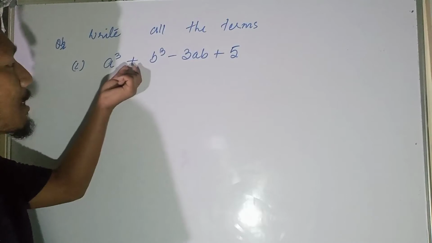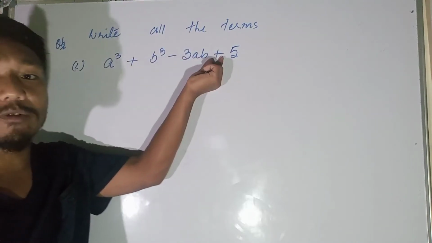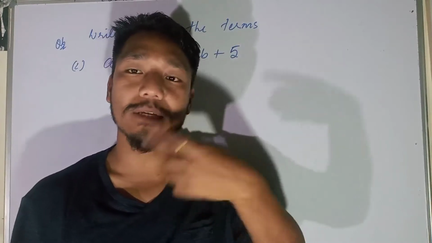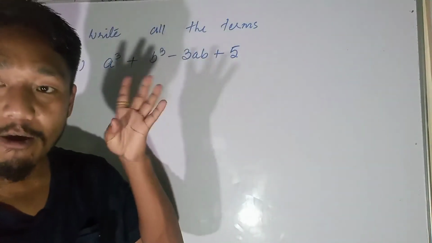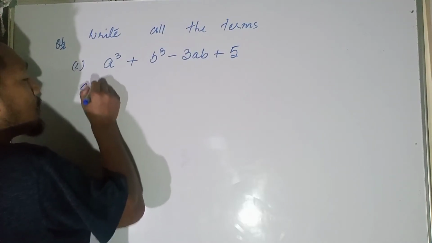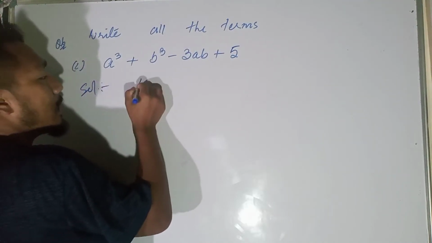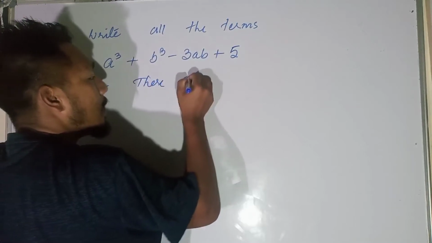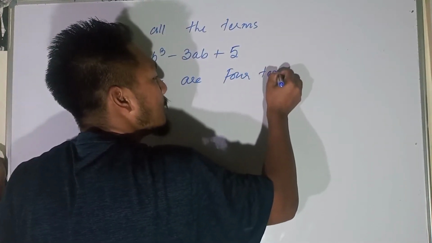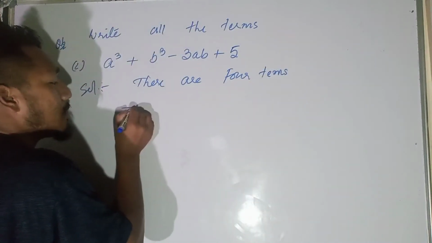How many plus signs and minus signs? 1, 2, 3. That means if there are 3 positive and negative signs, additions and subtractions, there will be 4 terms. What are the 4 terms? Here the solution is there. There are 4 terms. What are they?